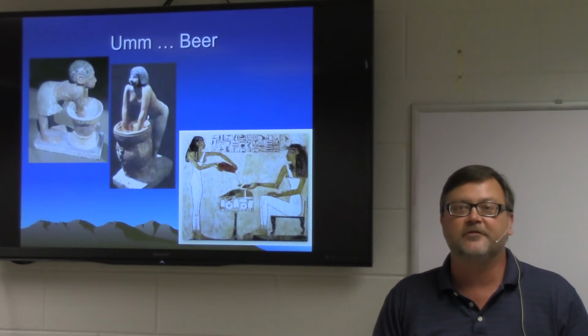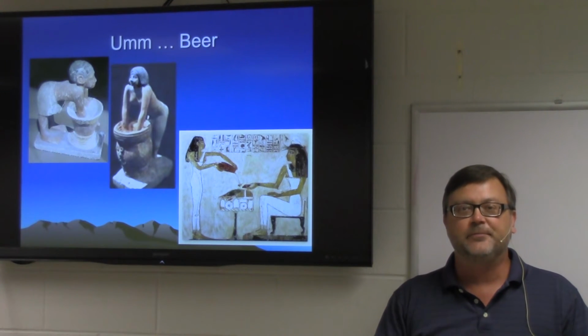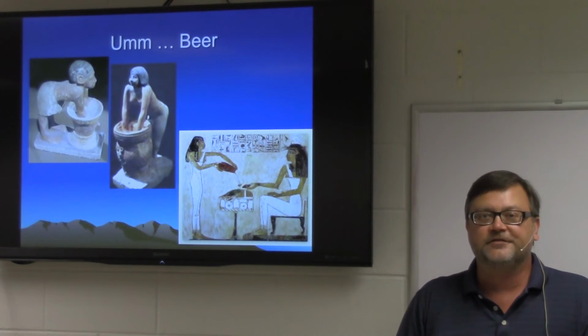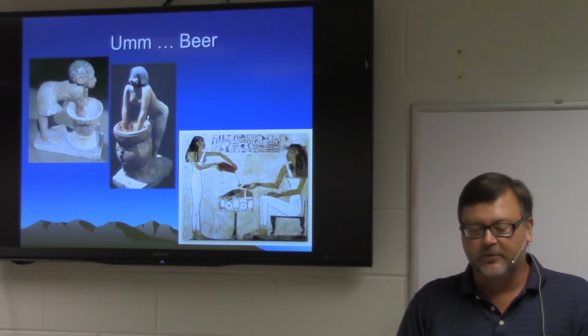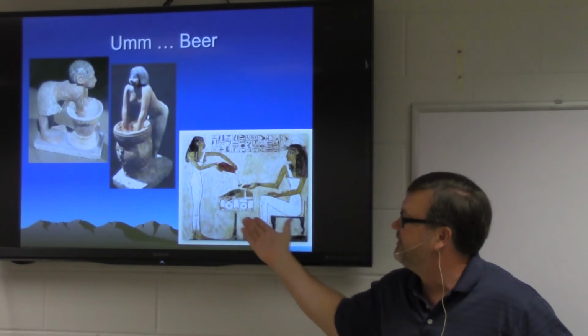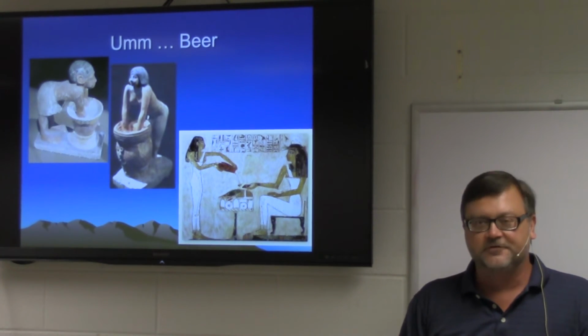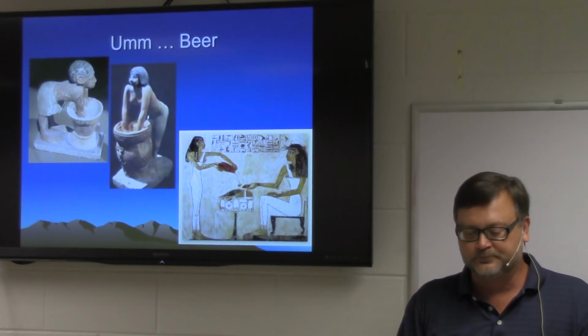In fact, they invent beer, a way of keeping a liquid from getting stagnant: make it into beer, use alcohol to preserve it. They are the inventors of beer. And it'll make its way to Mesopotamia also. So beer, we see lots of images of beer and drinking with the Egyptians. So life must have been pretty good.